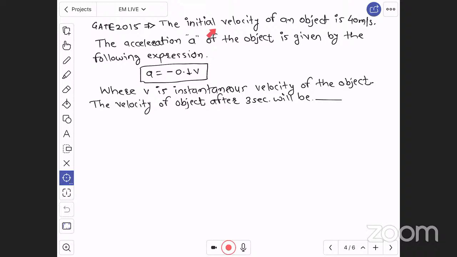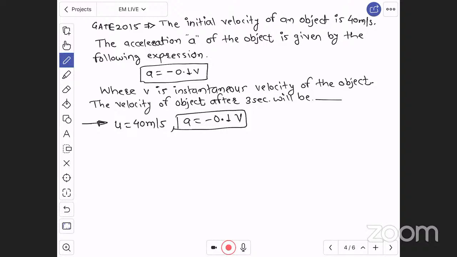The question is: the initial velocity of an object is 40 meter per second. Here initial velocity is given, that is u, equal to 40 meter per second, right? The acceleration a of the object is given by the following expression: a = -0.1 v. Means acceleration is a function of velocity, where v is the instantaneous velocity of the object.